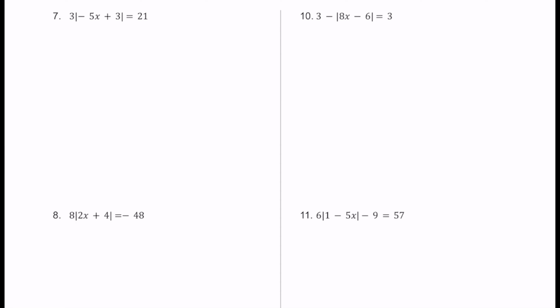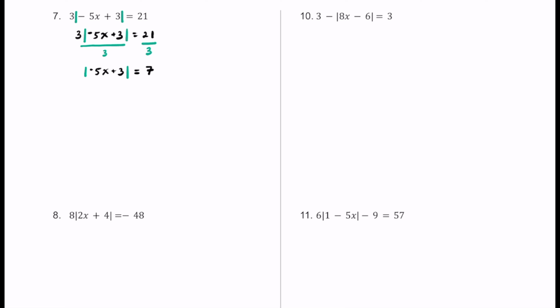For number 7, right away we can see that we do have this absolute value bar on the left side, but then this 3 kind of needs to go, so let's go ahead and take care of that first. Alright, so first things first, let's go ahead and get rid of that 3 on the left side. We can do that by dividing both sides by 3. These 3s will cancel with each other, so we're going to be left with the absolute value of negative 5x plus 3 on the left side, and on the right side, 21 divided by 3, that's going to equal 7.